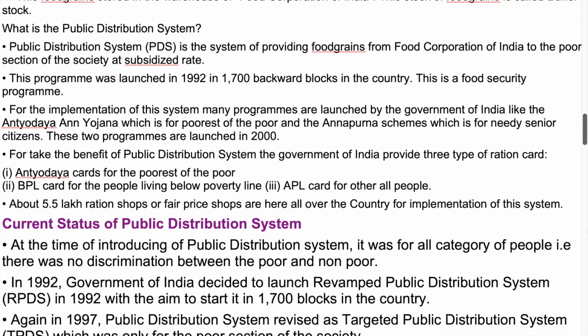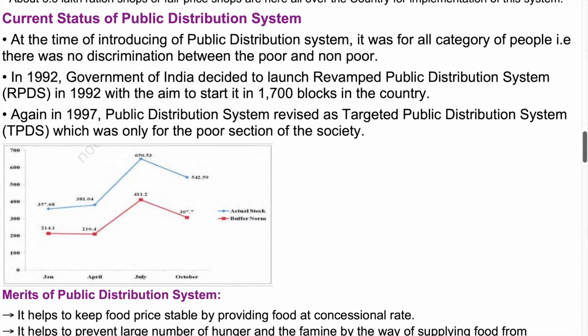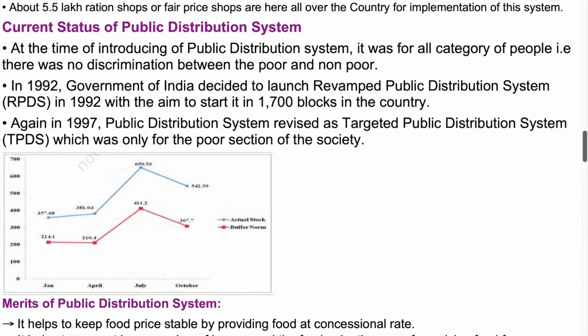Antyodaya cards for the poorest of the poor. 2. BPL card for the people living below poverty line. 3. APL card for all other people. About 5.5 lakh ration shops or fair price shops are here all over the country for implementation of this system.